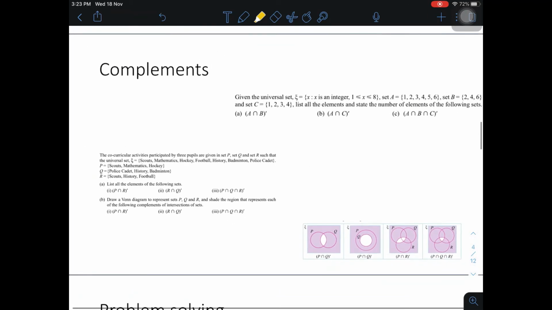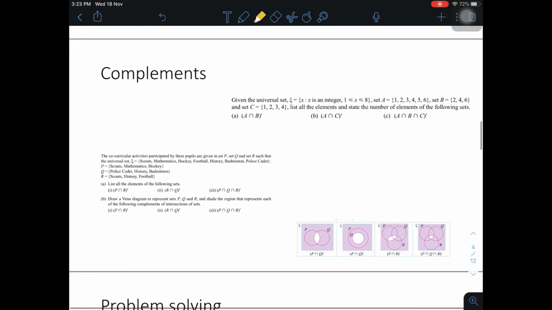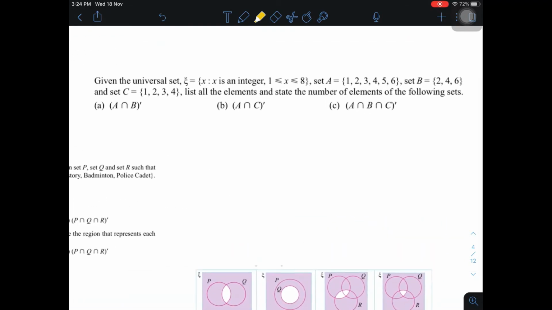So now we'll talk about complements. Complements is basically like the opposite of what you want to search for. So just now we searched for intersection, right? So the complements of intersection is what is not an intersection, if you get what I mean, right? I'll show you with an example then.